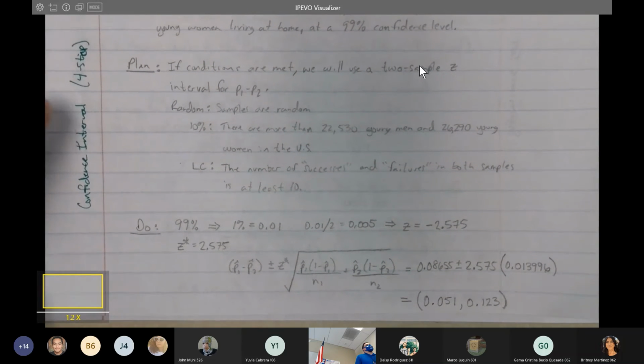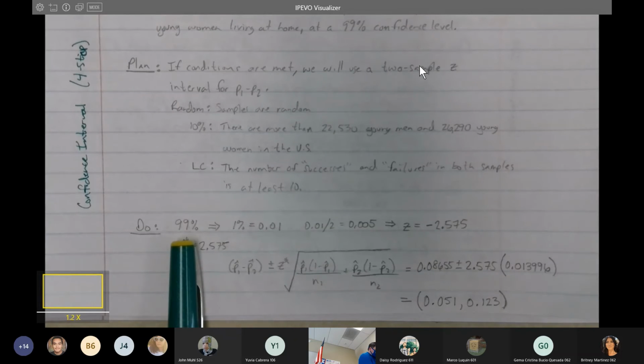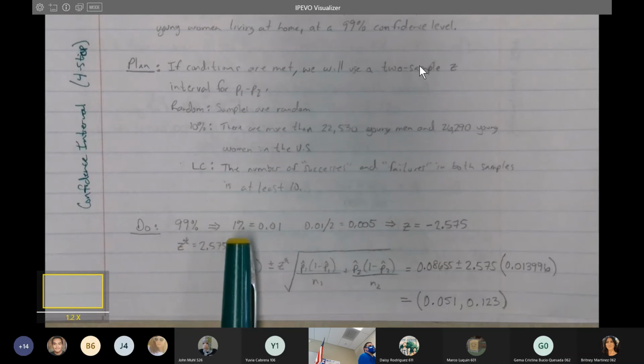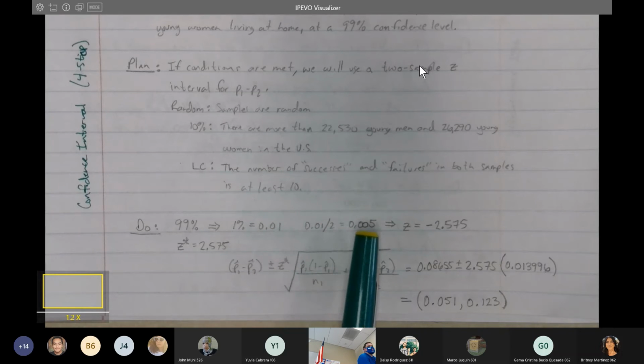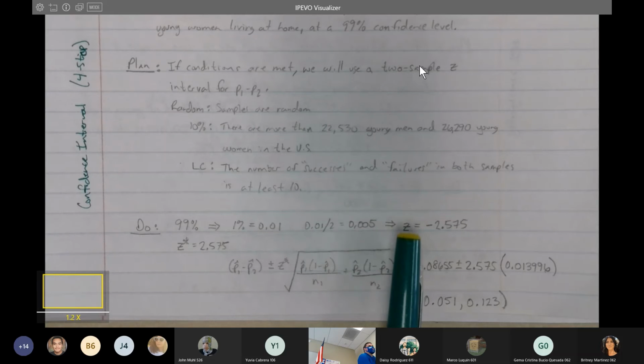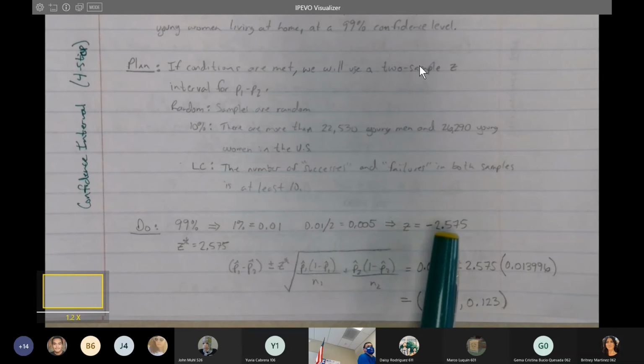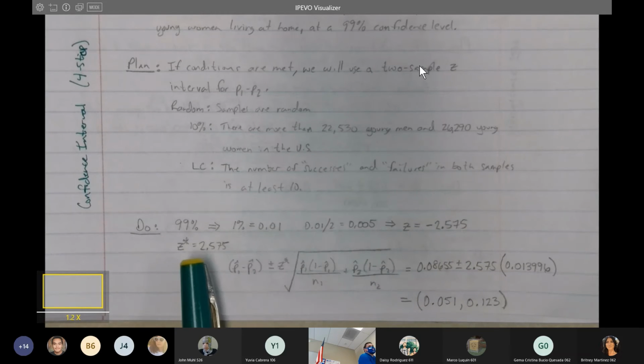Lastly, we do the math. A 99% confidence interval results in 1% left over for the two tails, which means one tail is 0.005 as a decimal, which results in a Z score from table A of negative 2.575, which gives us a Z star, a critical value of 2.575, because remember we just used the positive version of whatever we find from table A for the Z star value.